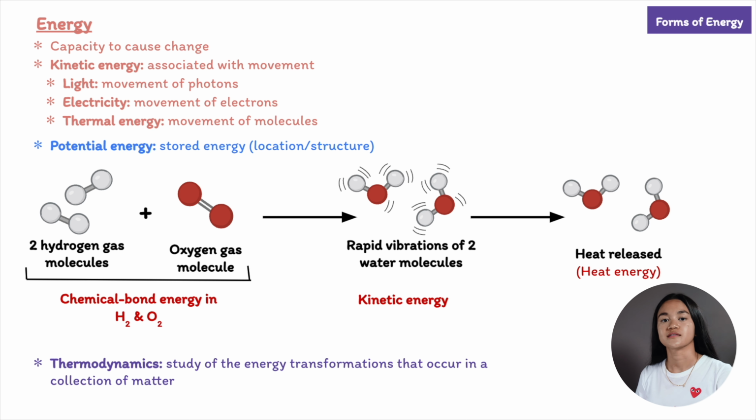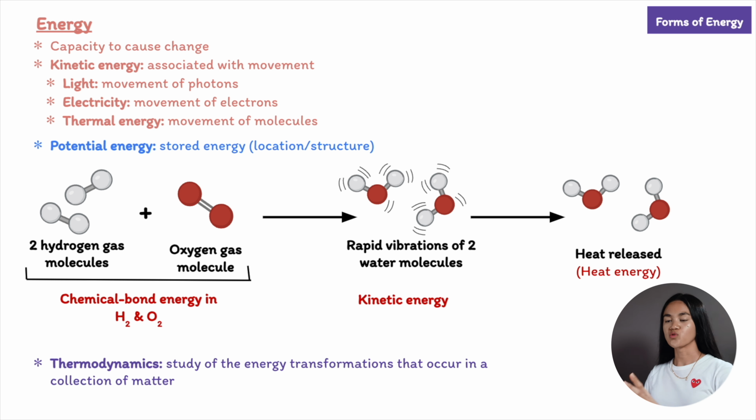The system can be isolated or open. An isolated system is when substances are unable to exchange energy or matter with its surroundings, whereas open systems can. Energy and matter can be transferred between the system and its surroundings. And organisms are open systems. They can absorb energy and release energy.